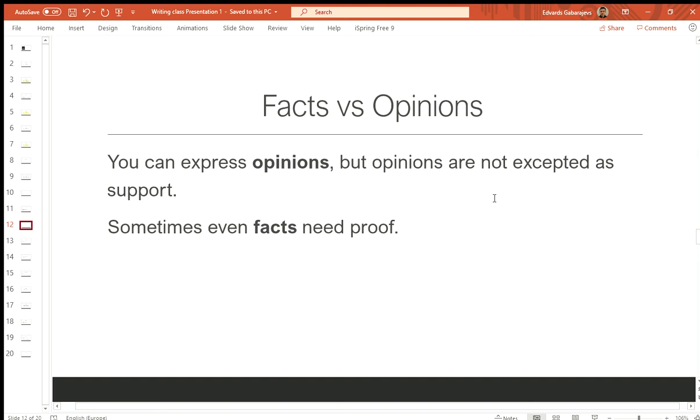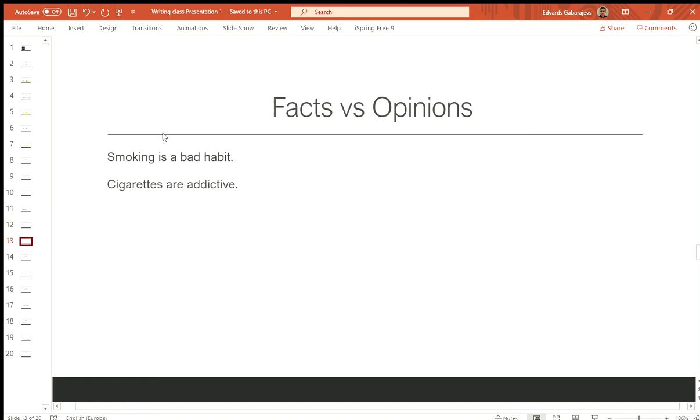However, not all, as we can see here, right? Just stating facts doesn't mean that you're done. So facts also need proof. Here we have a fact and an opinion. Which one's which, by the way? Take a look.